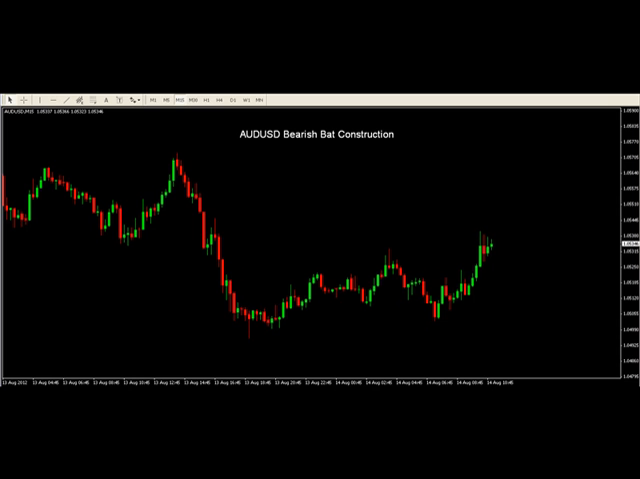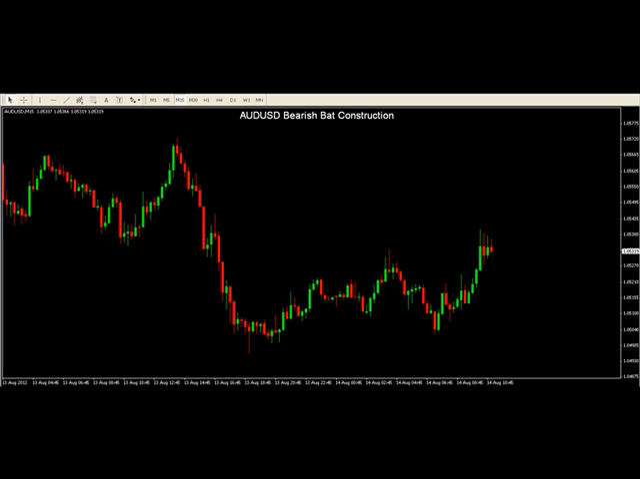Okay, let's take a look at AUDUSD 15 minute. I can see a bearish bat forming here, so let's take a look at the construction. First thing that needs to be looked at when you're hunting around for harmonic patterns is either a longish uptrend or a longish downtrend, and we can see a downtrend here.